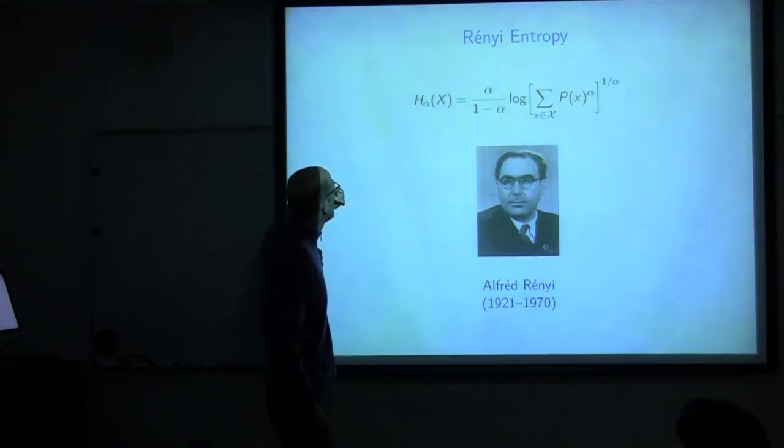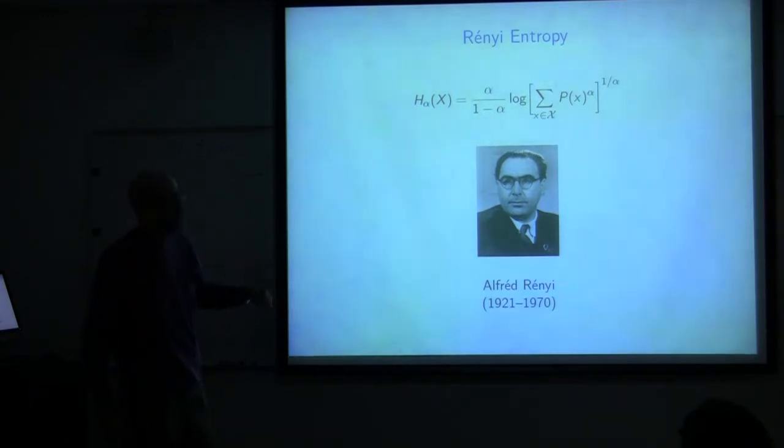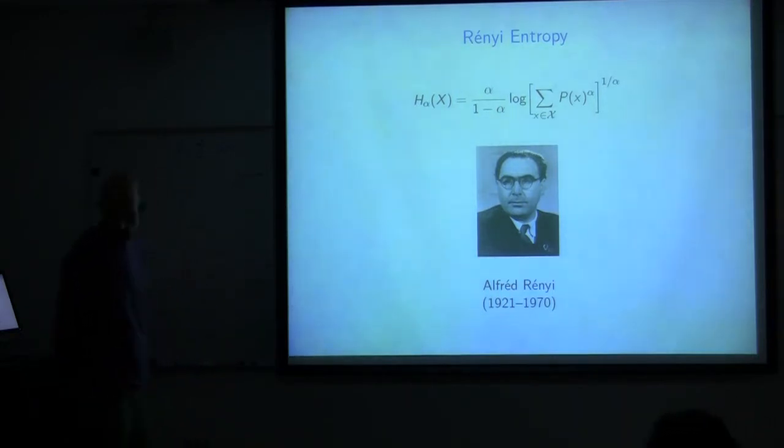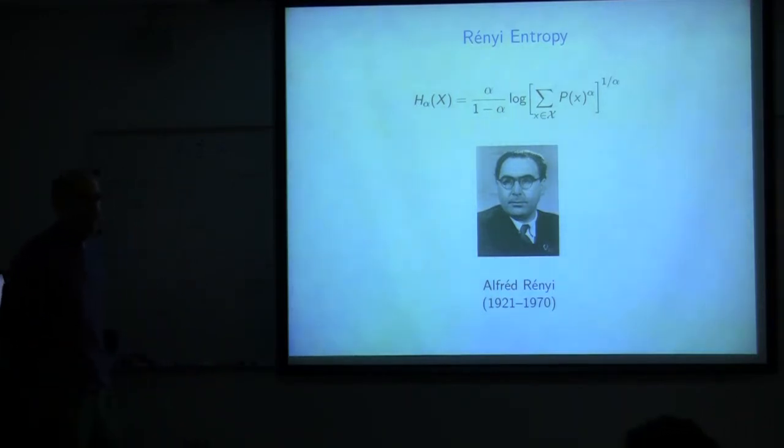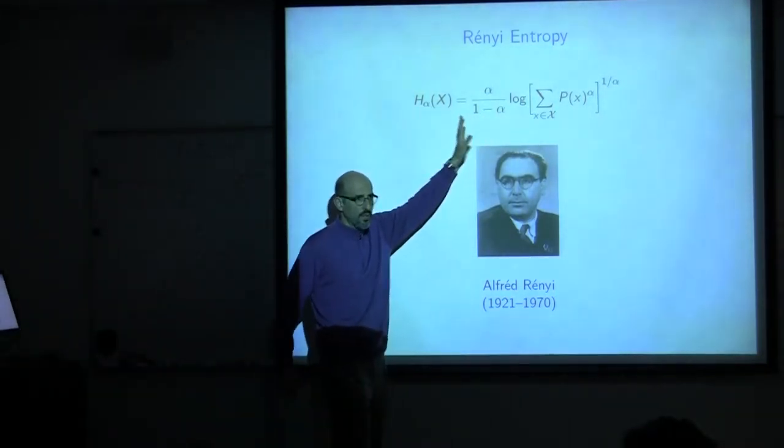So what happens is it's actually 1 by 1 minus alpha, log of the sum of the probability to the power alpha. So 1 over alpha can be removed from there, along with the alpha in the numerator. Right. Okay. So it's just 1 by 1 minus alpha. I don't like this. I'm going to change this soon to rho anyway, but you're absolutely right.